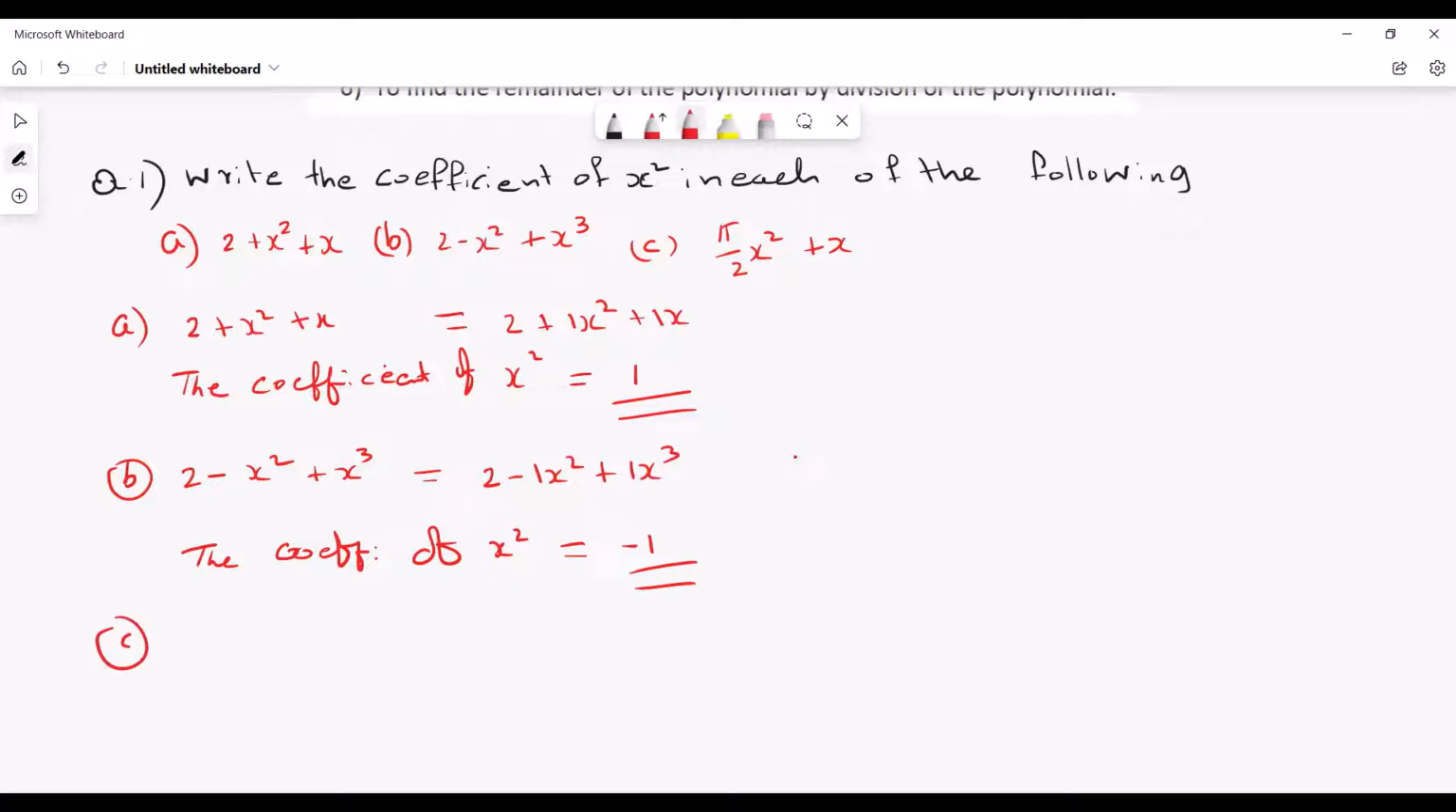Now see, pi by 2 x square plus x. This we can write as pi by 2 x square plus 1 x. So we have to find the coefficient of x square here. See, what is the multiple of x square here? It is pi by 2. So the coefficient of x square is pi by 2.